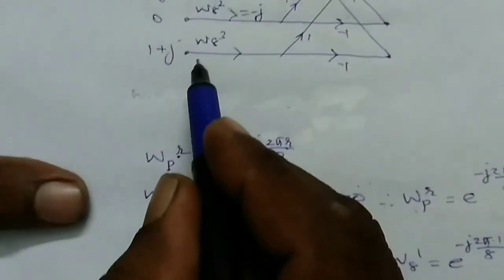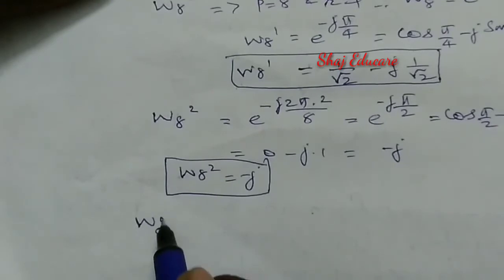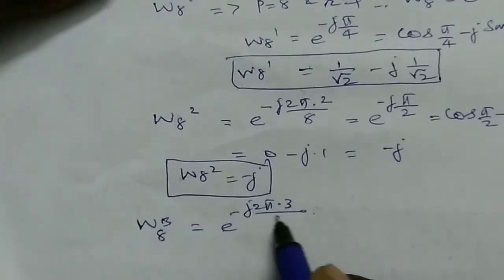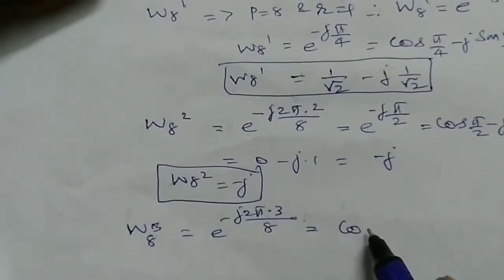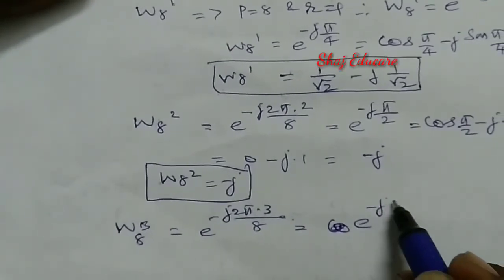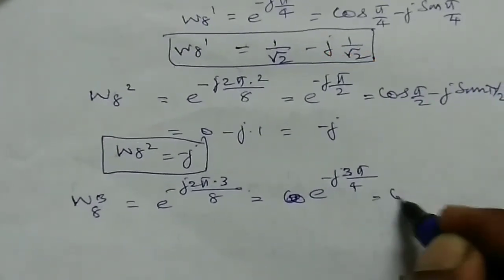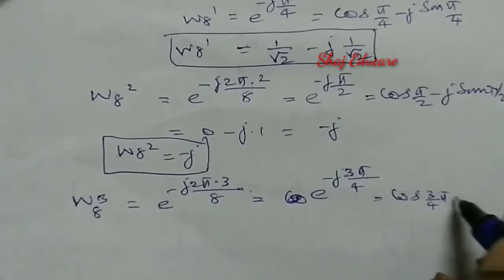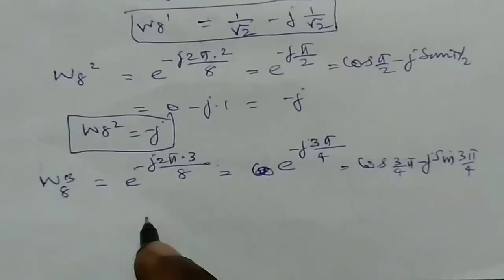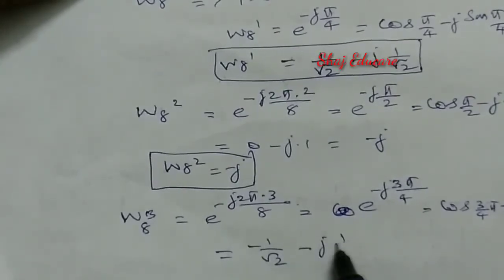And finally the value of W8 raised to 3, that is equal to e raised to minus j 2 pi into 3 by 8, that is equal to e raised to minus j. 2 and 8 can be reduced, therefore e raised to 3 pi by 4 will be getting. Okay, right, this is equal to cos 3 by 4 pi minus j sin 3 pi by 4 by Euler's identity, and the value we are getting is minus 1 by root 2 minus j 1 by root 2.